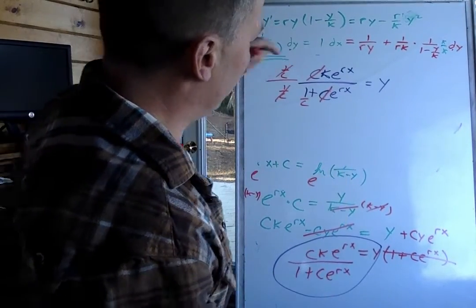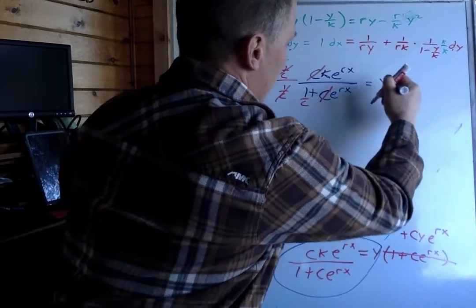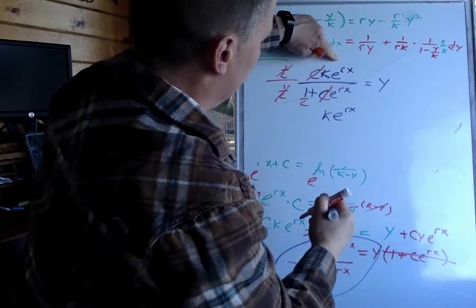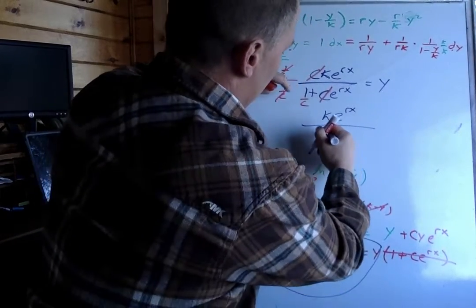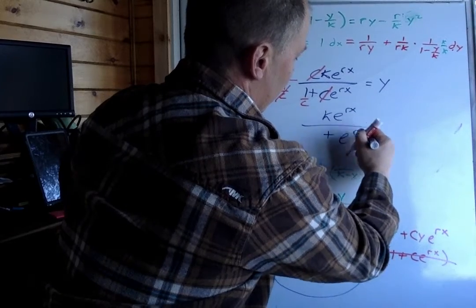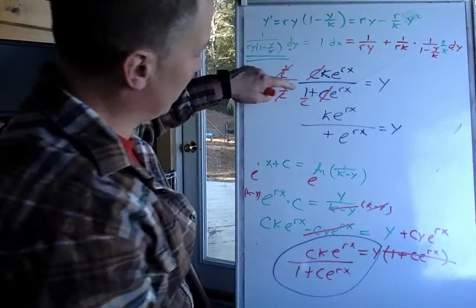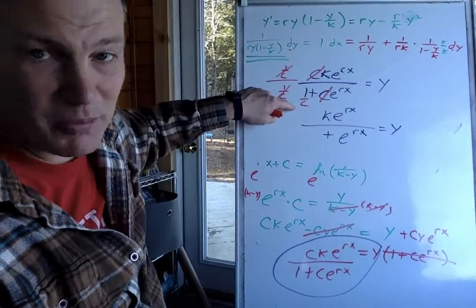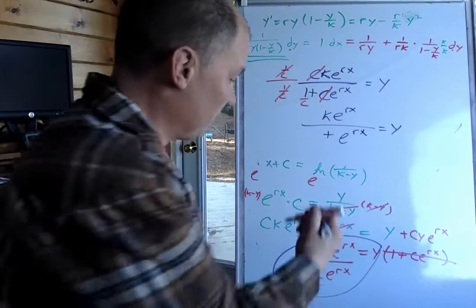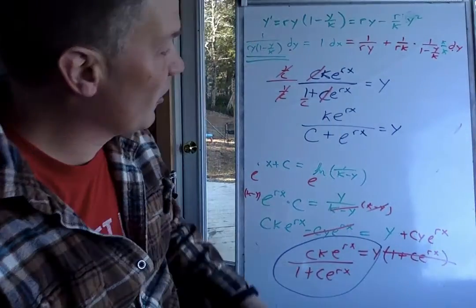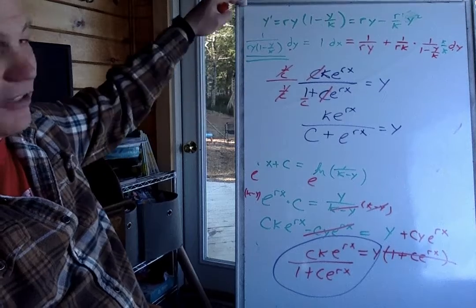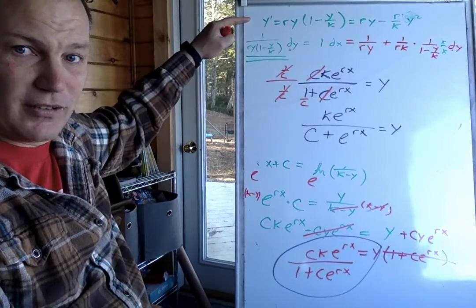So now we have k e to the rx, this part, over, and I'm going to ignore this just for a second, e to the rx equals y. And I'm going to point out that 1 over some random constant is still just another constant. So that turns into c. So this is the solution to the separable differential equation that's set up this way.